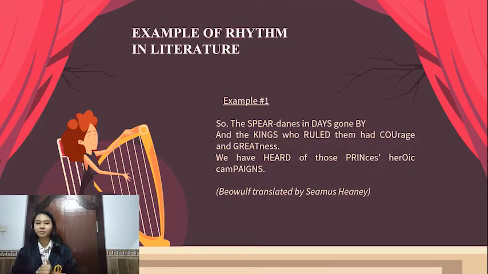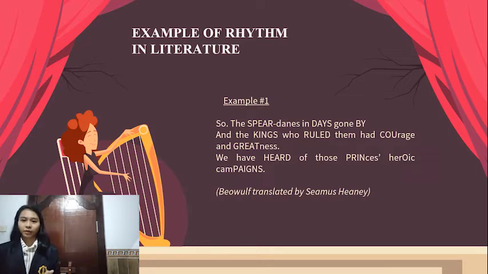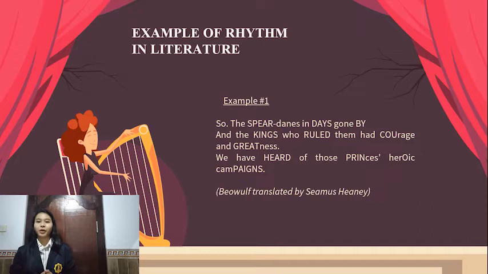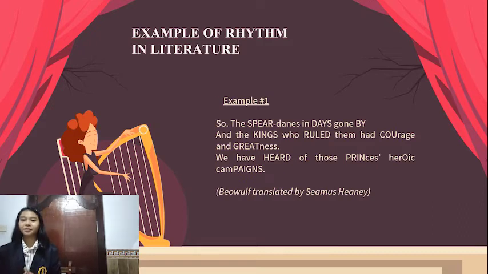So, the spear Danes in days gone by, and the kings who ruled them had courage and greatness. We have heard of those princes' heroic campaigns. Beowulf, translated by Seamus Heaney.